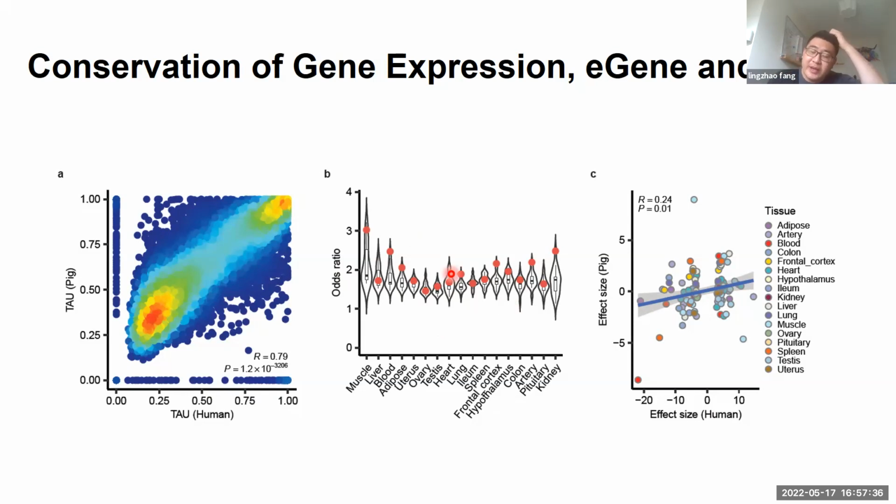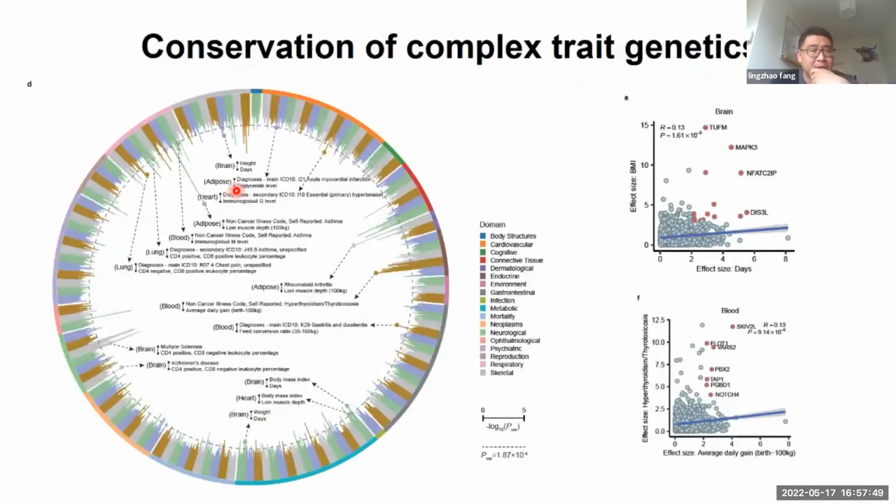For the eQTLs, I think a good way is to compare them based on matched sample size between the two species later. And another interesting analysis is to look at the conservation of the genetics of complex traits. That's all based on the TWAS results.